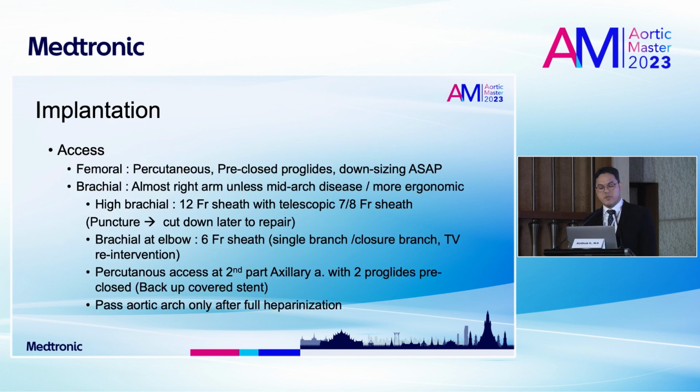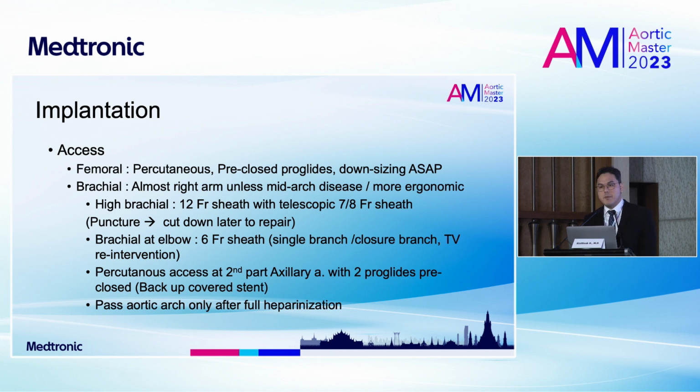For the access, for the femorals, I always go with the percutaneous access, pre-close or Glide, and you can downsize the access as soon as possible to allow lower limb perfusions. For the brachials, I almost always come from the right arm, unless you have a mid-arch disease, because it's more economical and quite a bit easier for me to manage, and also less radiation exposure.